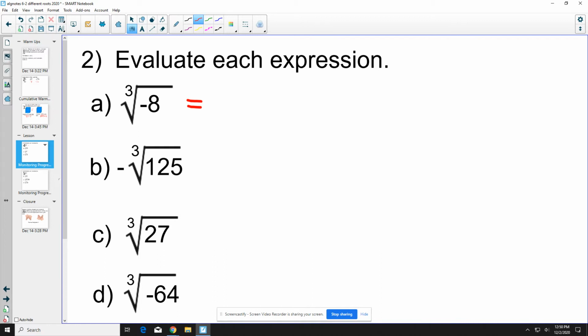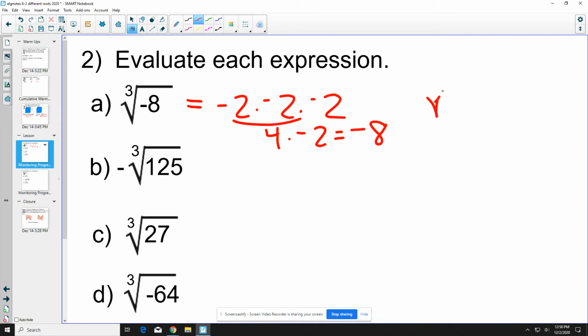What number times itself 3 times gives you negative 8? The answer would be negative 2, because negative 2 times negative 2 is positive 4. Positive 4 times negative 2 is negative 8. So the answer to this problem, the cube root of negative 8, would be negative 2.